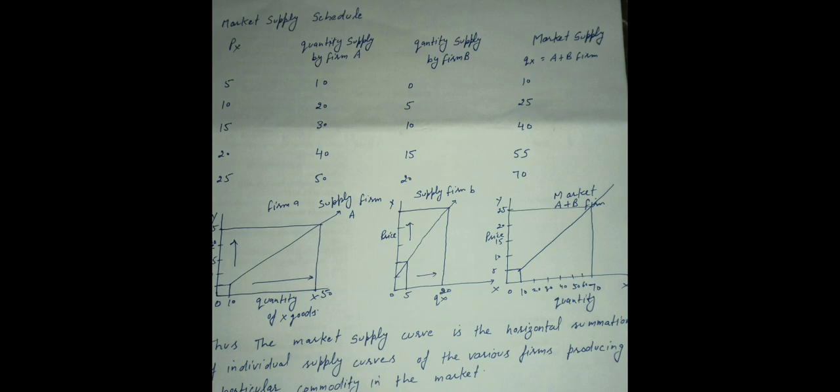When firm A is ready at different price levels 5, 10, 15, 20 and 25, the quantity supplied is 10, 20, 30, 40 and 50. At the same price levels, firm B is ready to sell 0, 5, 10, 15 and 20. So the market supply schedule is the horizontal combination of firms A and B: 10 plus 0 is 10, 20 plus 5 is 25, 30 plus 10 is 40, 40 plus 15 is 55, and 50 plus 20 is 70.